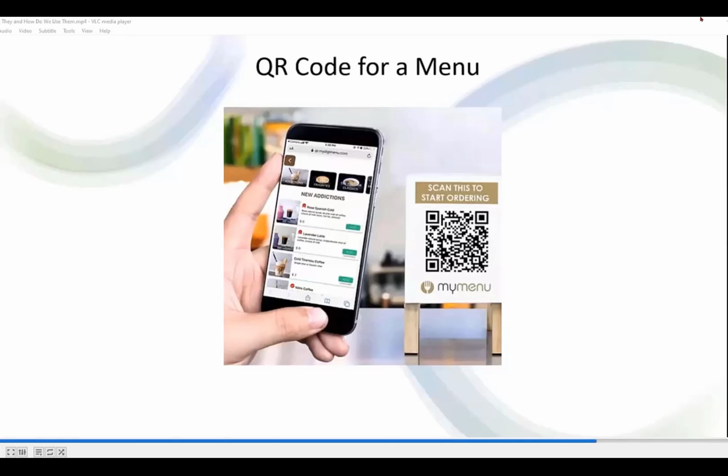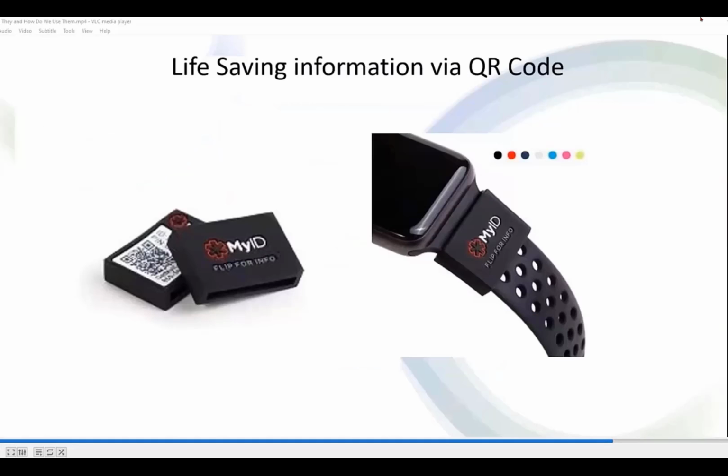You can use a QR code for a menu. Some restaurants may have it. If you own a restaurant, you can create one as a point of contact to get to your menu.